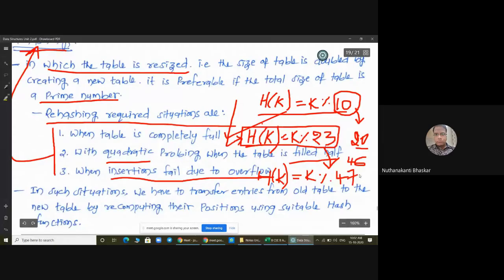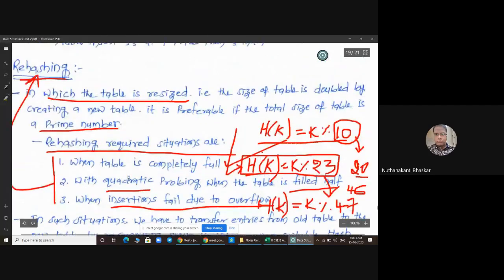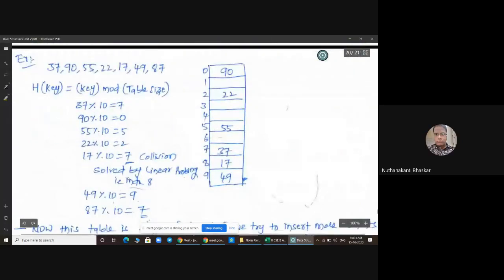Understood now? When the collision occurs, you double the size of the table and you take the nearer prime number, means upper level only, not lower, the upper nearer one. Use this table size and use the same hash function, then there is no chance of the collision. That is the rehashing. Understand the mechanism? Now I will show you one very simple example, then you can understand.